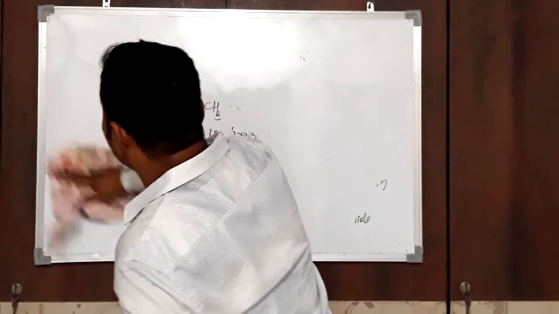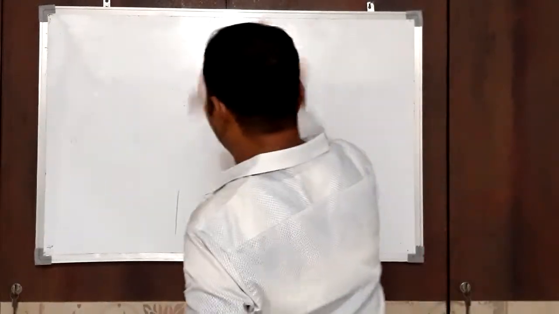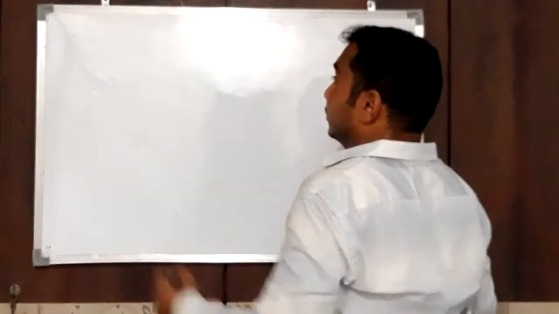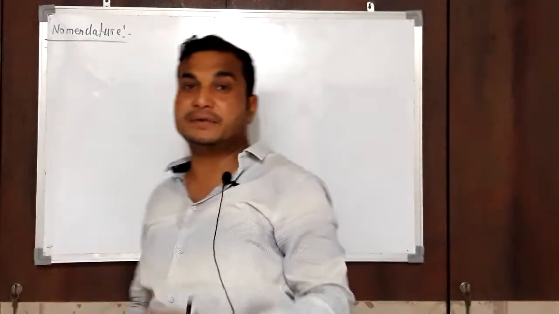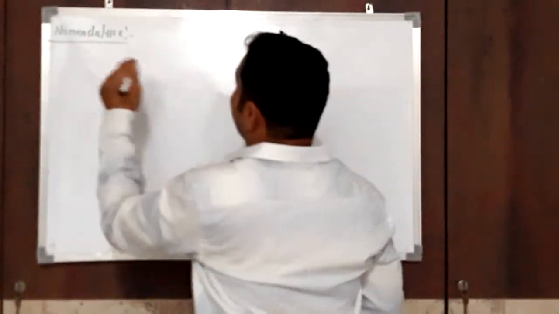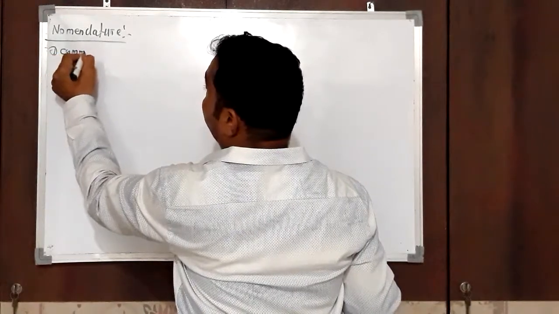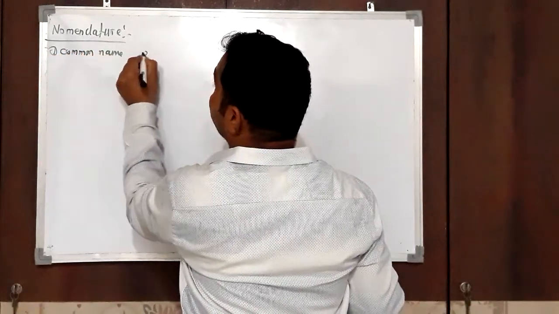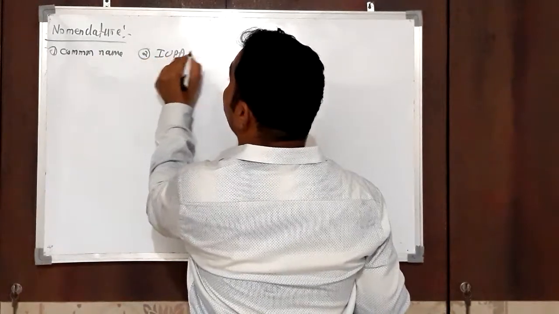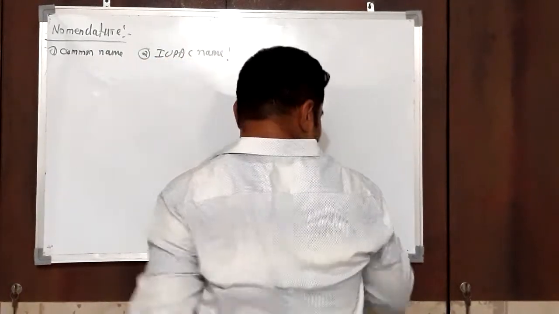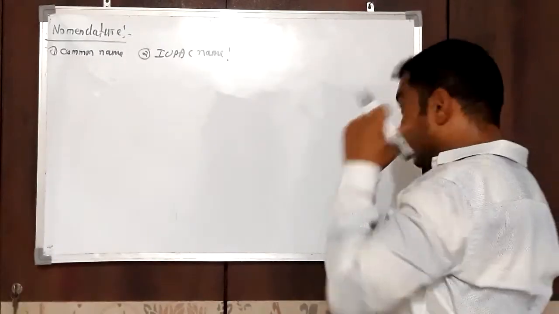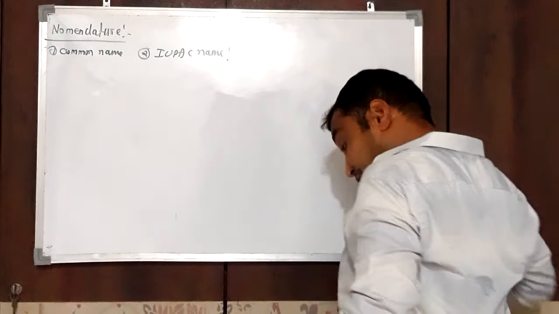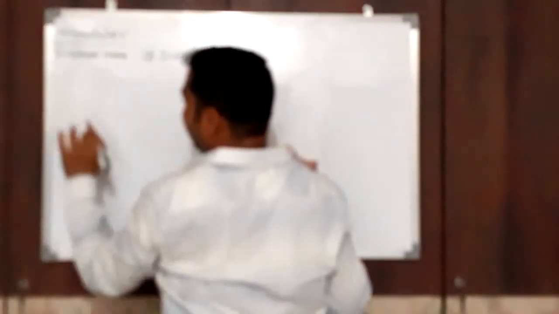This part we already learned in 11th or 12th standard. Nomenclature of alkyl halide. So here alkyl halide has two types of nomenclature. First one, common name, and second, IUPAC name. Very simple. Common name, I will only give examples.